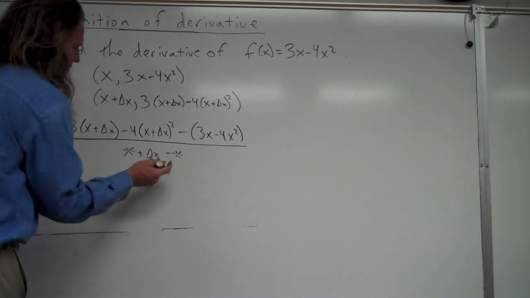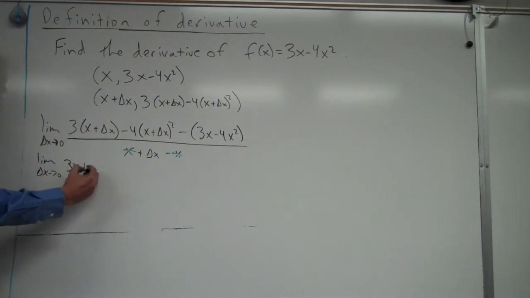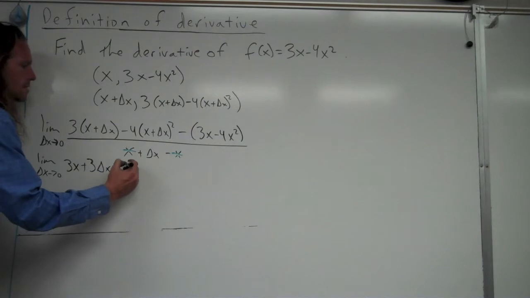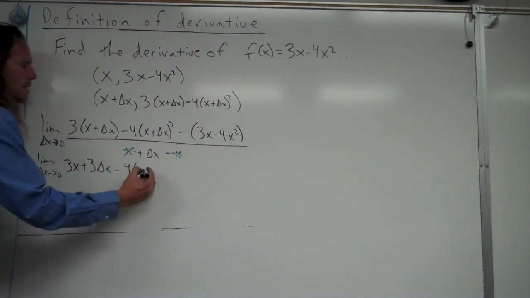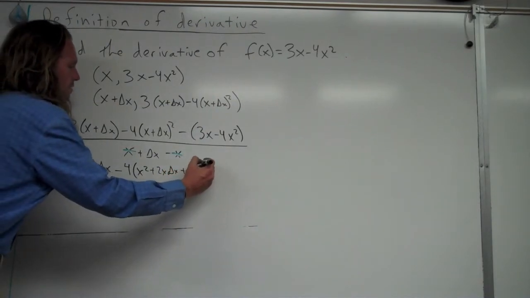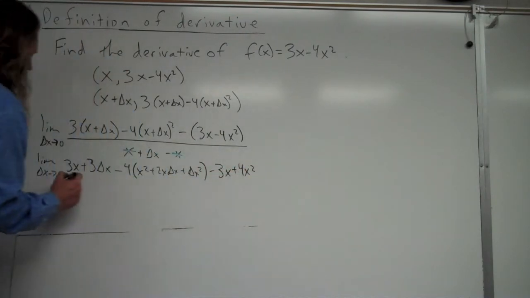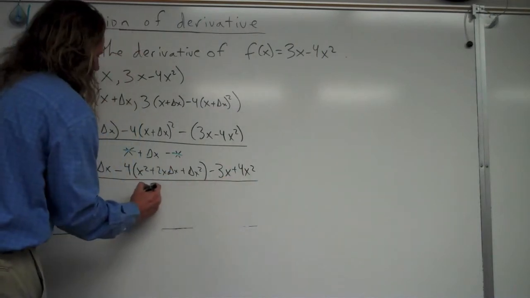So again, the x's cancel. I'm at the point where I know that they're going to cancel, so I really don't need to write those x's in here. I'll just immediately write the delta x in there. So let me go and distribute here. I have the limit as delta x approaches 0. I'll distribute to get 3x plus 3 delta x minus 4 times, and I'm going to square that out to be x squared plus 2x delta x plus delta x squared, minus, and I'll distribute my negative, 3x plus 4x squared, all over delta x.